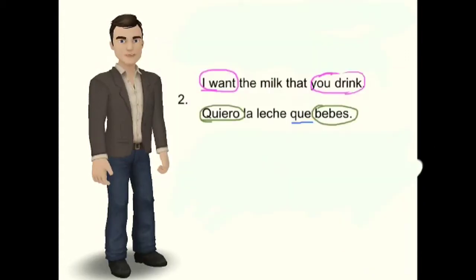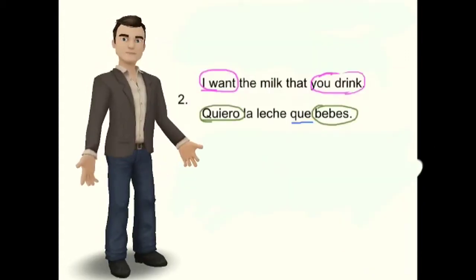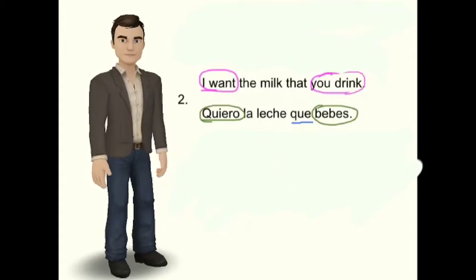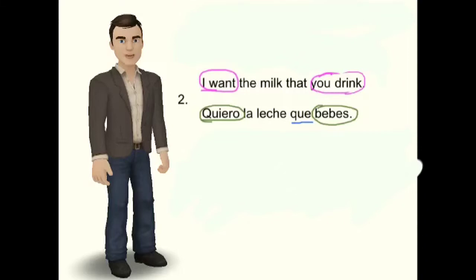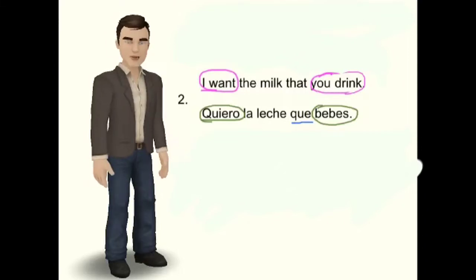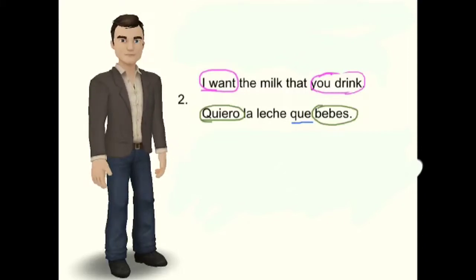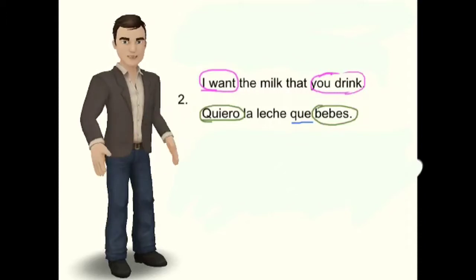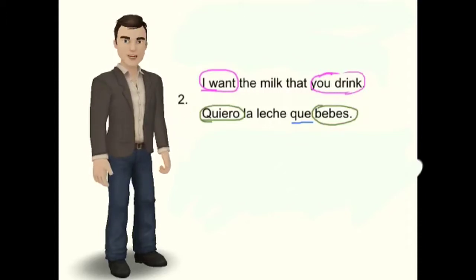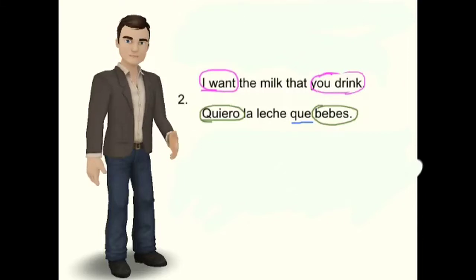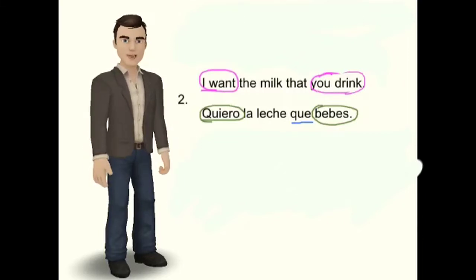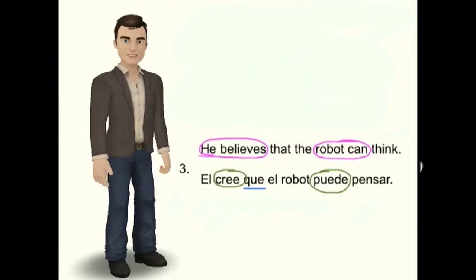Here's another example. I want the milk that you drink. I want is first person. There's the word that, and then there's a second person verb, you drink. In español, it's the same thing. Quiero, first person. La leche que, the word that breaks things up, introducing a second person verb. Bebes, from beber, to drink. You drink.